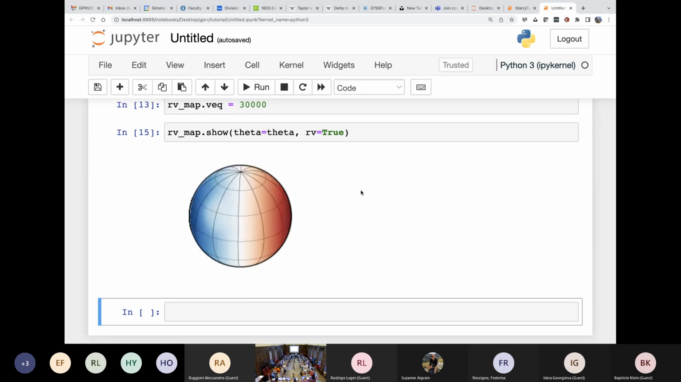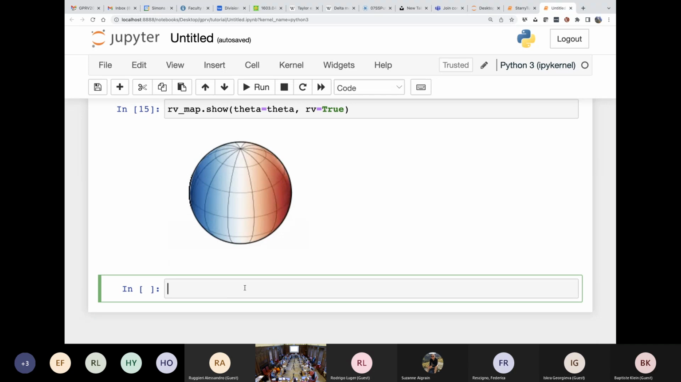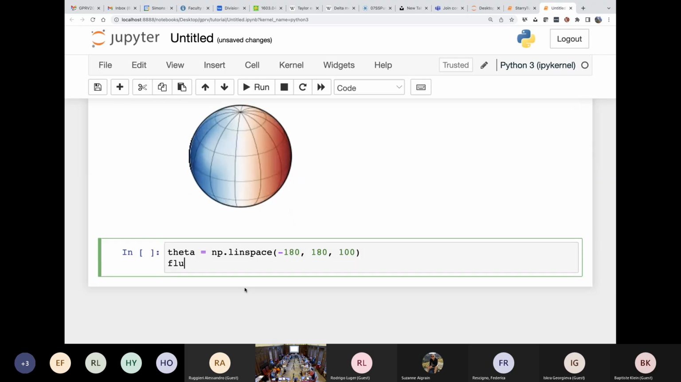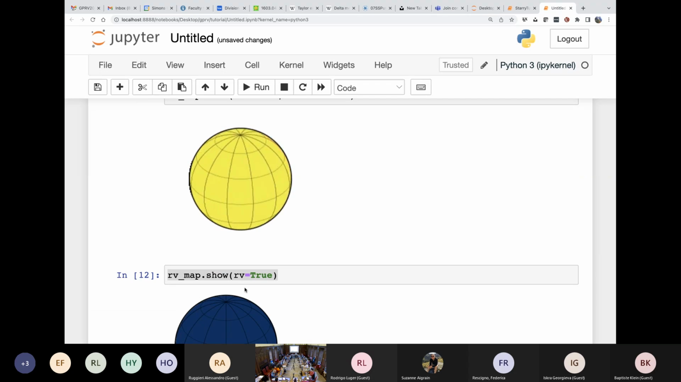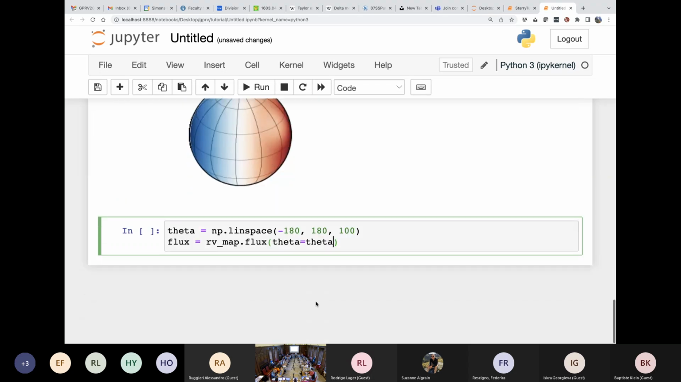Okay, but we're not here to make pretty images. We're here to do science. So let's compute a light curve and let's compute an RV curve. I'm going to redefine my theta here to go from negative 180 to 180 so that the spot is centered. Then I'm going to compute the flux simply as rv_map.flux(theta=theta). That's just the flux from this star photometrically as it rotates.